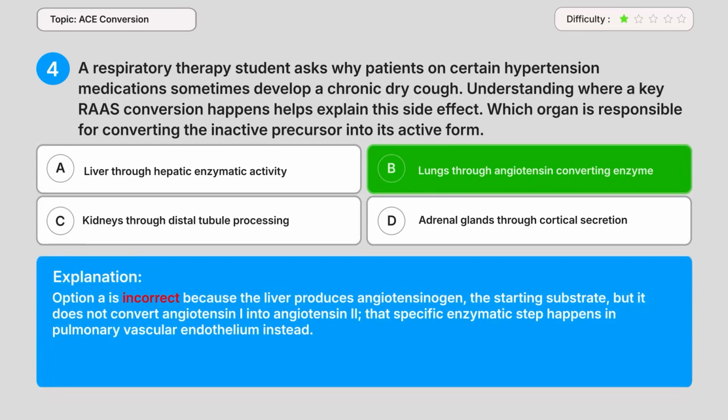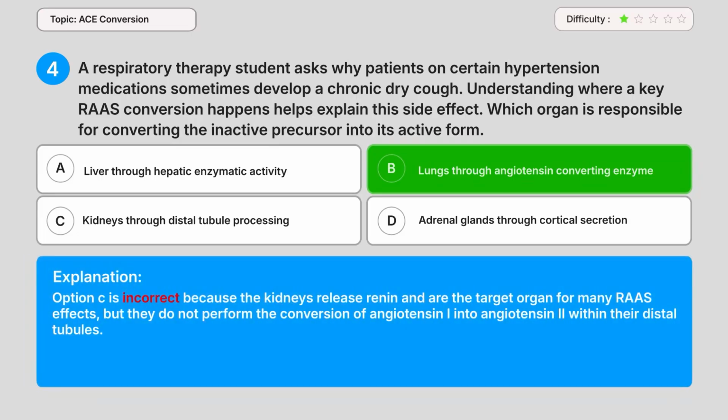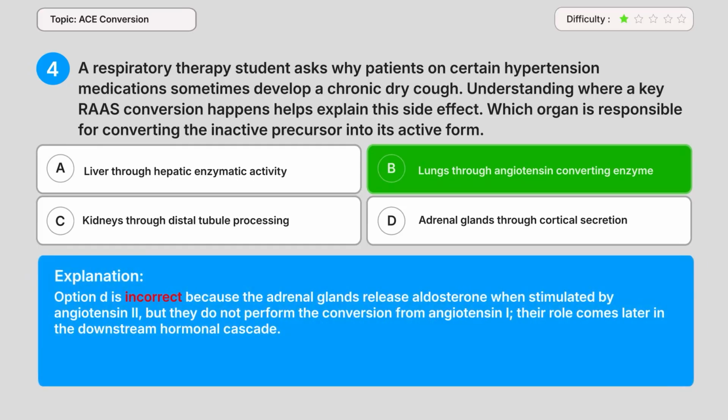Option A is incorrect because the liver produces angiotensinogen, the starting substrate, but it does not convert angiotensin I into angiotensin II. That specific enzymatic step happens in pulmonary vascular endothelium instead. Option C is incorrect because the kidneys release renin and are the target organ for many RAS effects, but they do not perform the conversion of angiotensin I into angiotensin II within their distal tubules. Option D is incorrect because the adrenal glands release aldosterone when stimulated by angiotensin II, but they do not perform the conversion from angiotensin I. Their role comes later in the downstream hormonal cascade.